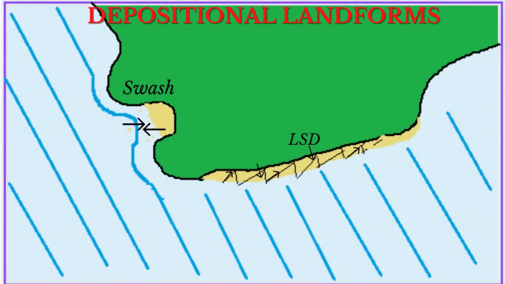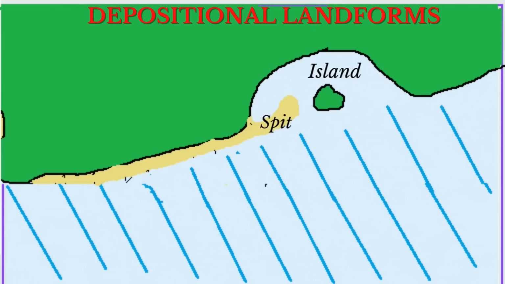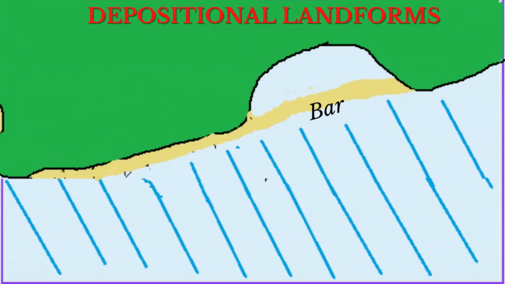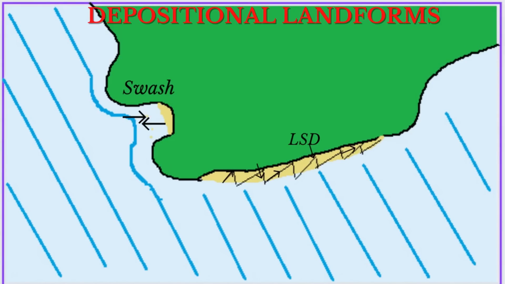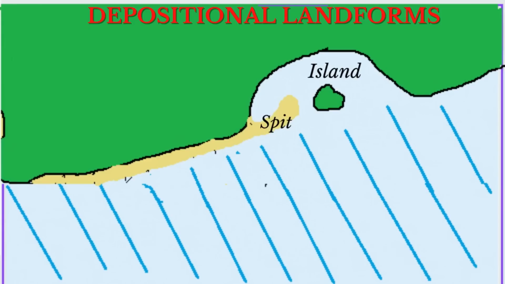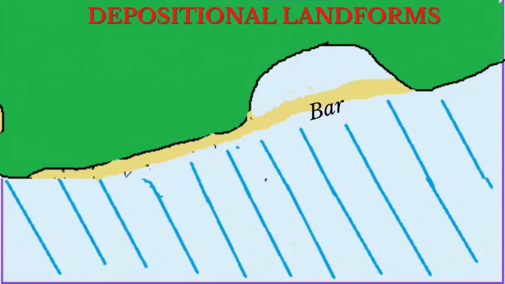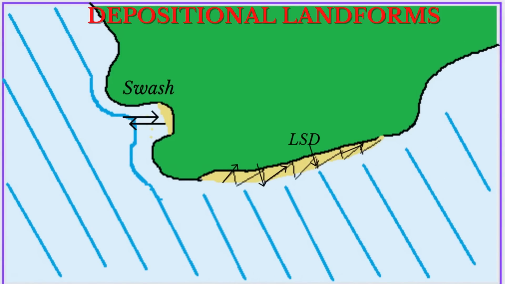Let us take a look at some of the depositional landforms and the way they are formed. All right. So we have swash aligned beach, we have drift aligned beach, we have spit, we have tombolo, as well as bars.